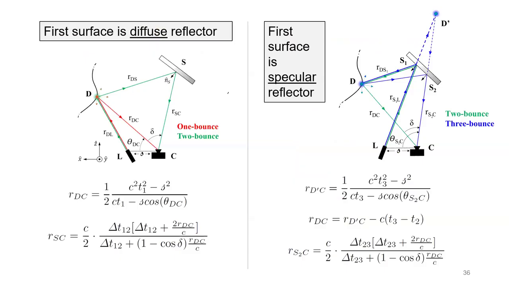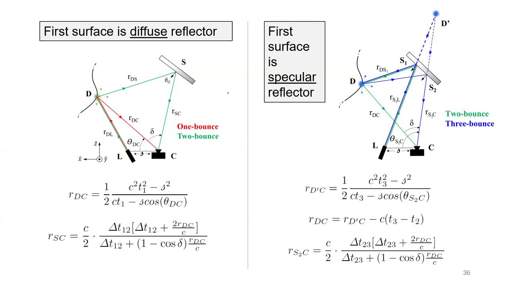So if a time of flight camera can reliably detect these multi-bounce returns, the next question we have to ask is, is there enough information in these multi-bounce returns to determine the position of the specular reflector? And so the answer is yes, but we have to consider two different scenarios. In this first system on the left, our laser illuminates the diffusely reflecting surface first. And so the geometry of this scenario is identical to the geometry of bounce flash LiDAR.